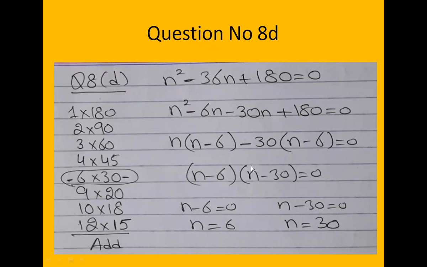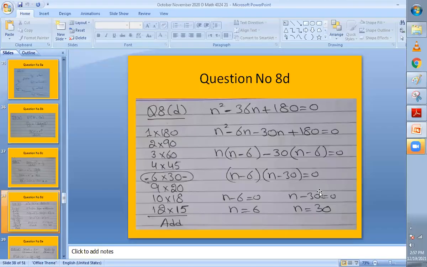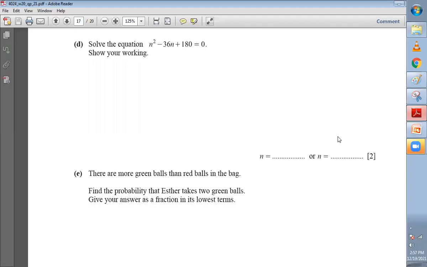These two brackets are multiplying with each other and the answer is 0, so either this bracket is 0 or this bracket is 0. So n minus 6 equals 0, n is equal to 6. n minus 30 equals 0, so n will be equal to 30. So this is how you will do question number 8, part D. Hopefully you understand. There are two values of n, either 6 or 30.